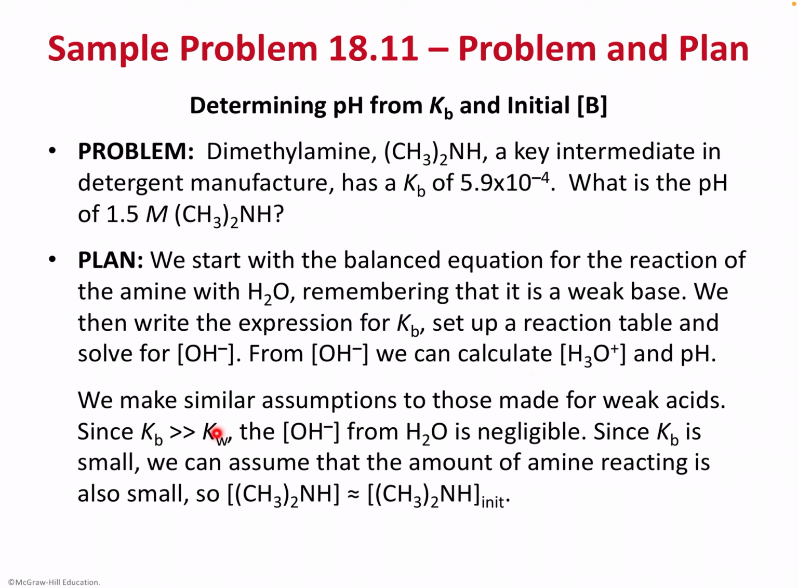Okay, we make similar assumptions to those made for weak acids. Since Kb is greater than Kw, anybody remember the Kw for water? Which is 1 × 10^-14. And the Kb here is 10^-4, which is a higher number compared to the Kw. Hydroxide from water we consider negligible. Since Kb is small, we can assume that the amount of amine reacting is also small. So the initial concentration of the amine is the same as the equilibrium concentration of amine, our base.